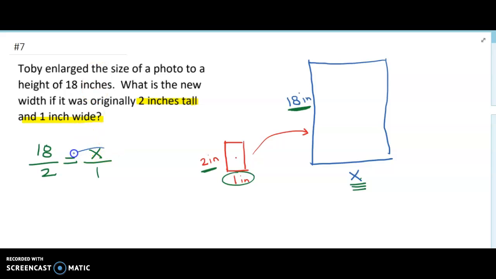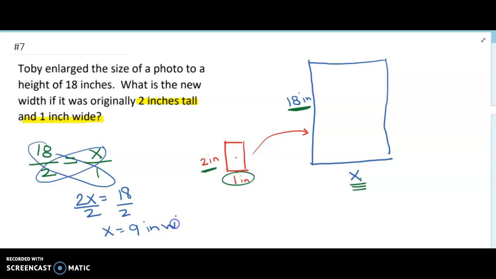Okay, do what we just did, cross multiply. 2 times x is 2x, 18 times 1 is 18. Divide both sides by 2. I get x equals 18 divided by 2 is 9. So it would be 9 inches wide.